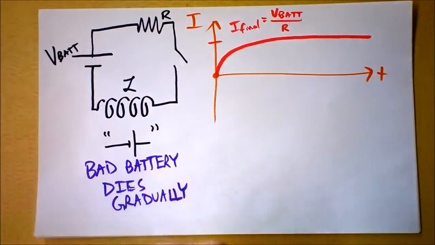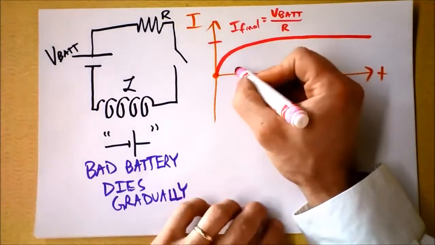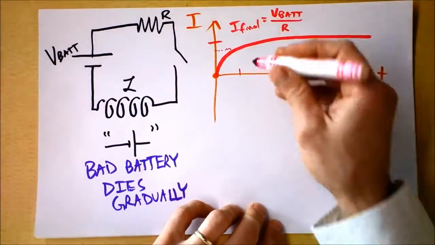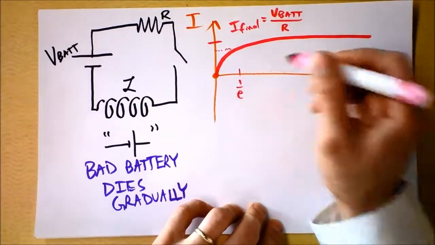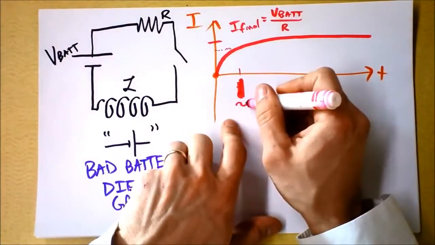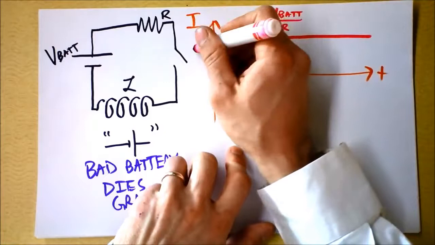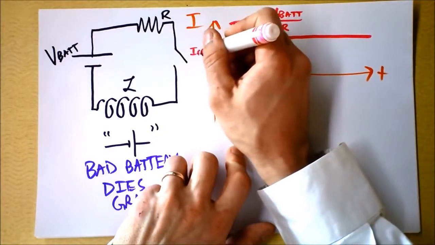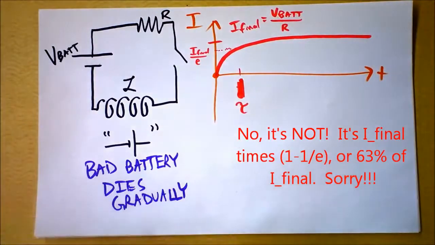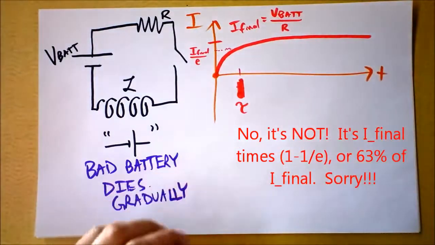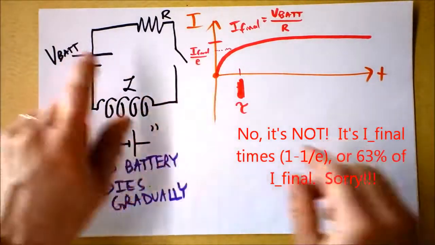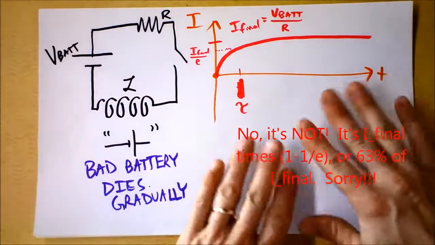But I'm interested in this time here, this characteristic time when we're up at 37%, 1 over e. I'm going to call that time tau, and this is I final divided by e right here. So that's when we are most of the way up, but not quite. I may be being a little bit sloppy on that. I'll come back and write a comment if I have.